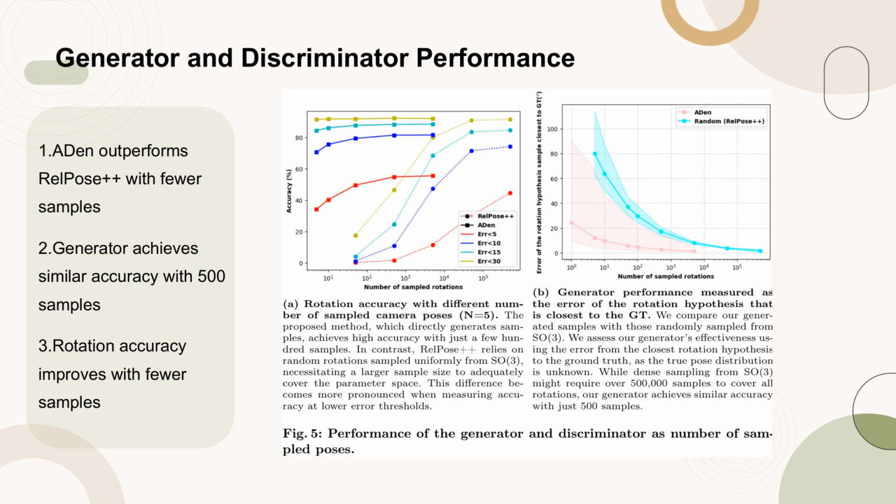Figure 5b further demonstrates the generator's performance by measuring the error of the rotation hypothesis closest to the ground truth. This analysis shows that the generator can achieve similar accuracy to dense sampling from SO3, with only 500 samples, emphasizing the efficiency and effectiveness of the generator in producing accurate poses.